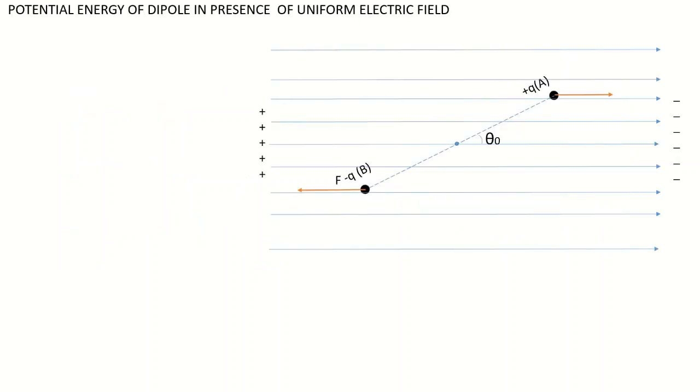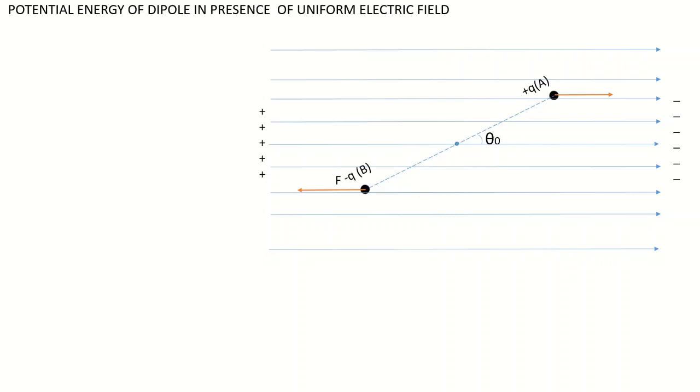So here we are going to discuss the potential energy of a dipole in the presence of a uniform electric field. We have already seen this kind of case when we studied the dipole and the torque generated on a dipole when present in a uniform electric field. Now this kind of case will be observed here.